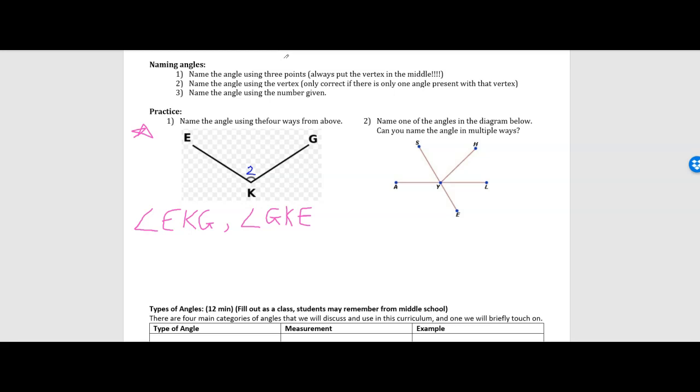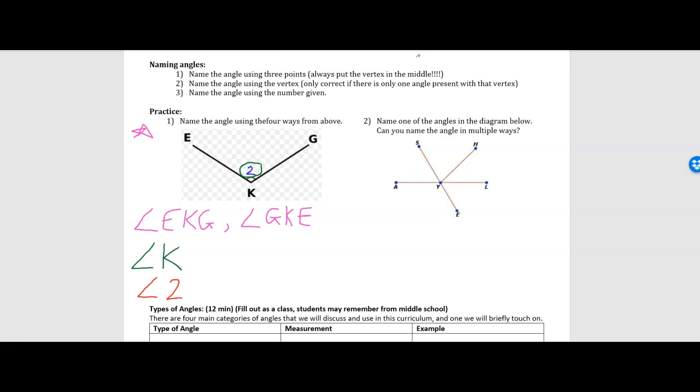You can also name an angle using only the vertex. This is only correct if there's only one angle in your diagram with that vertex. So I could also just say here angle K. And lastly, they may give you a little number inside of the angle. You can also use that. So you could just say angle 2.